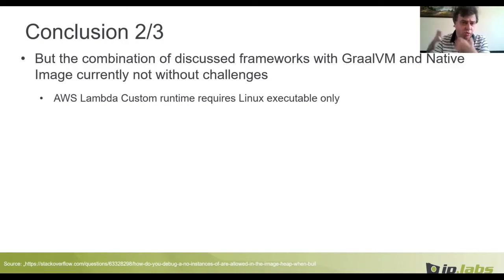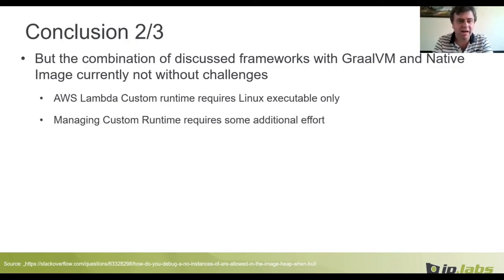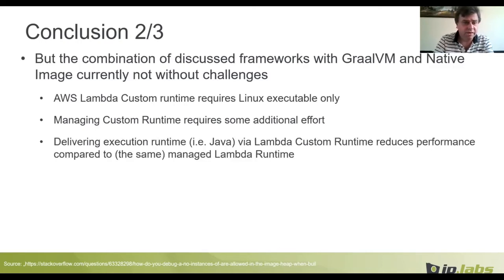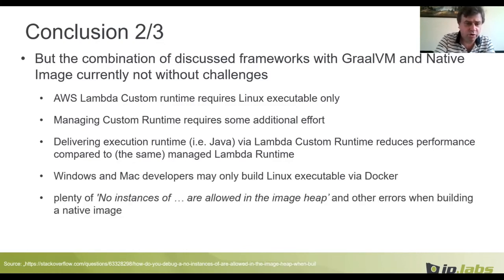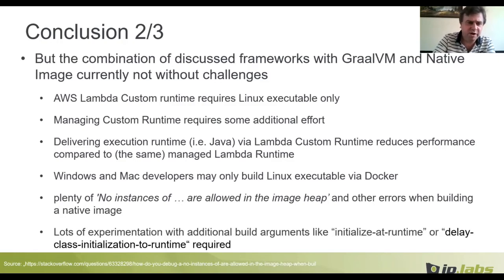The first thing is that you require a Linux executable. So Windows and Mac people should use Docker for this. Also, a managed custom runtime requires additional effort, just managing this runtime. And it also has a performance impact compared to the plain runtime. I've mentioned this. Yes, you should use Docker, and you will have to deal with a lot of exceptions if you do the examples for the first time. A lot of exceptions come from building the GraalVM native image, so you have to experiment with a lot of additional build arguments. Some links are listed below to find out how to solve these problems.